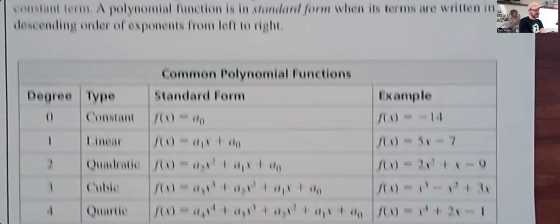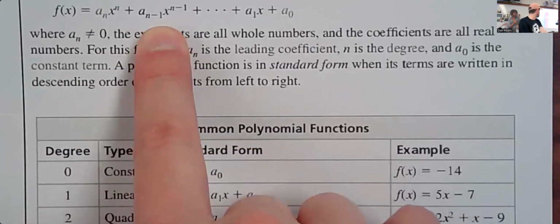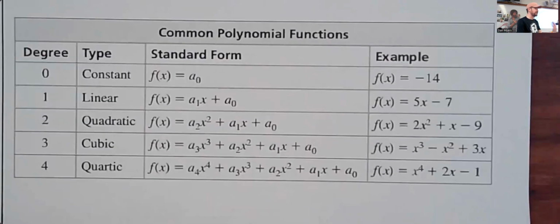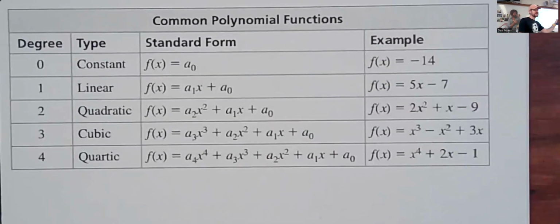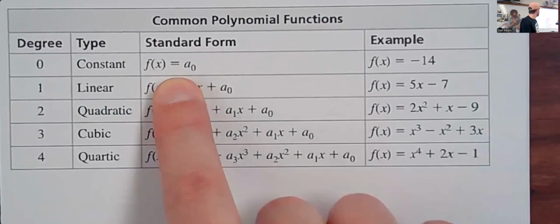And by the way, a sub n, a sub n minus 1, those are just the order of your coefficients. They don't actually have to do with the exact numbers of your coefficients, but it's like the first coefficient, the second coefficient, the third, and so forth. All right, so here we go.